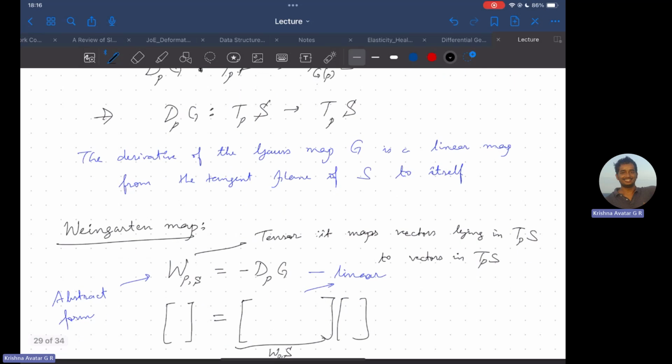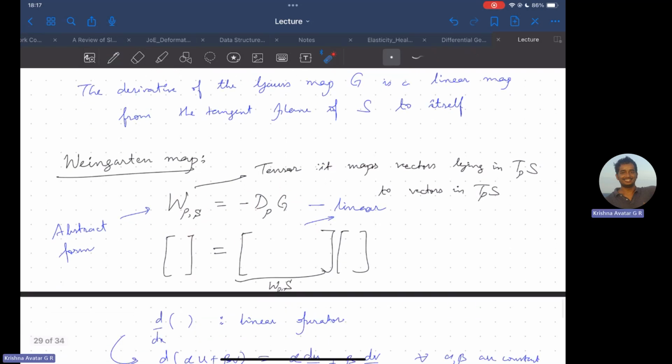And then the Weingarten map, as we recall, is just the negative of the derivative of the Gauss map, right? And all it does is map vectors lying in the tangent plane at point P of the surface S to vectors in the same tangent plane. So in abstract form, this is how we represent it, right? And being linear, it just means that it takes some vector and maps it to a vector in the tangent plane itself. Fine.